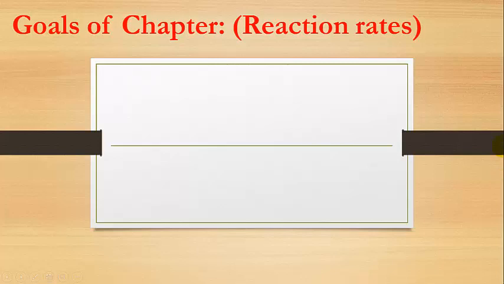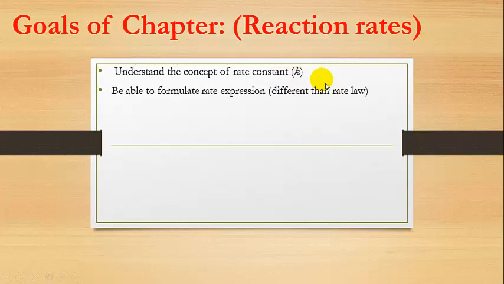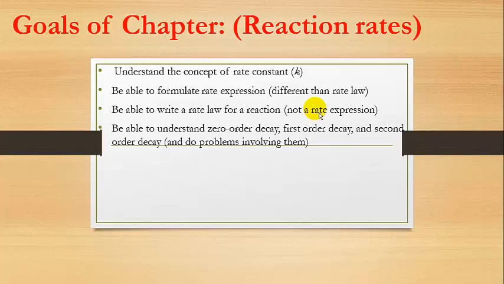The goals of this chapter involving reaction rates are: understand the concept of rate constant k. This is lowercase k, not uppercase K. Be able to formulate the rate expression for a chemical reaction. The rate expression is different than rate law. Be able to write a rate law for any type of reaction. So again, that's very different than the rate expression, so be able to discriminate between the two.